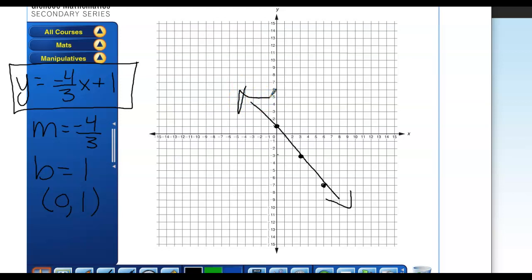That's a pretty short one. Do negative 1. So it's negative dot 4. You write your line. Now can we do the dot 4 and over 3? We already know the slope, so we don't need to count. We're just graphing it.